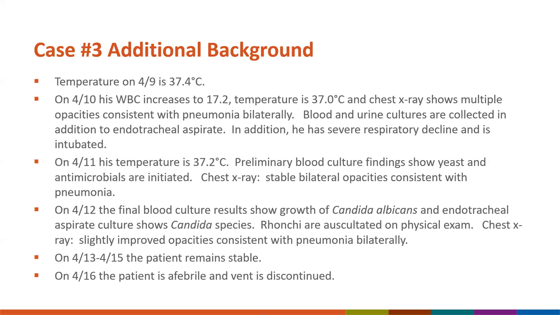On 4/11, his temperature is 37.2 degrees Celsius. He does have some preliminary blood culture results come back that show yeast and antimicrobials are initiated. He does have a chest X-ray that shows stable bilateral opacities consistent with pneumonia. And then on 4/12, the final blood culture results do come back showing Candida albicans and an endotracheal aspirate culture showing Candida species. Rhonchi are also auscultated on physical exam. He has a chest X-ray that shows slightly improved opacities consistent with pneumonia bilaterally.